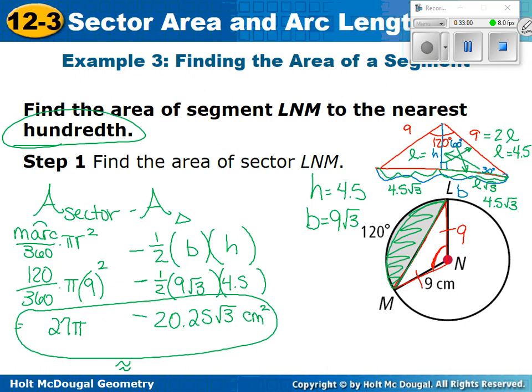I heard 49.75. Somebody agree with Martin? Yes? Centimeters squared. Okay, that's arc length, that's area of a sector, and that is area of a segment. Questions on any of those three concepts for this section? Please ask if you do before we move on.